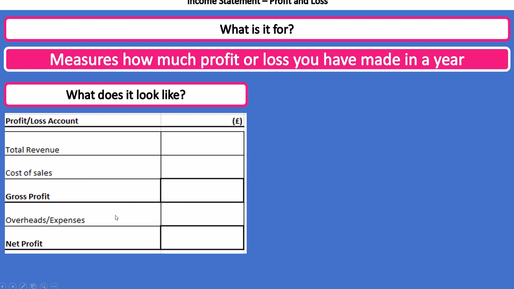Then you have overheads and expenses, things that are not related to making it but are still important, like marketing and rent and so on, called indirect costs, remember. And net profit. So profit and loss is really easy. You start at the top and you take everything away until you get to here.